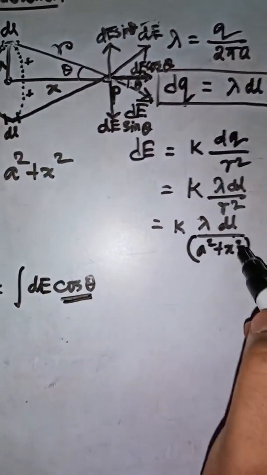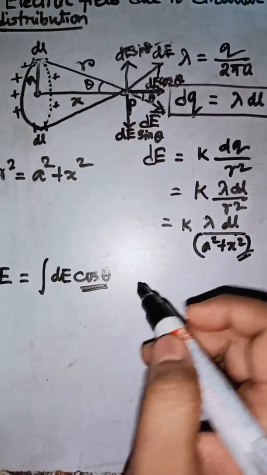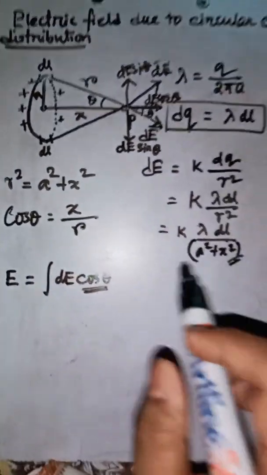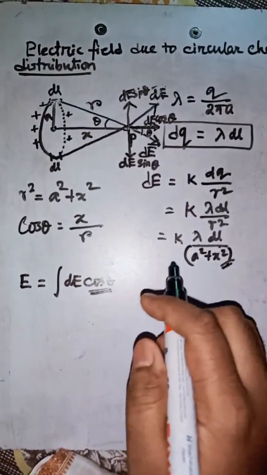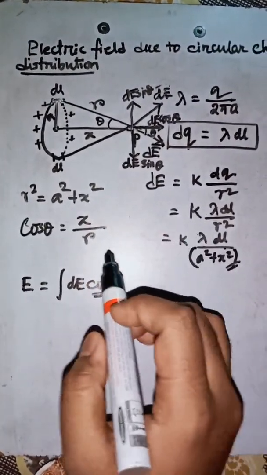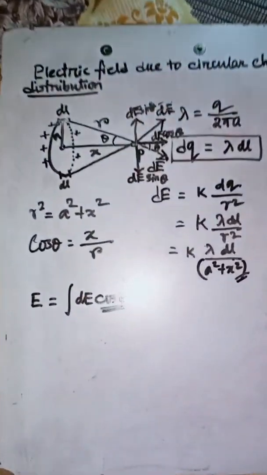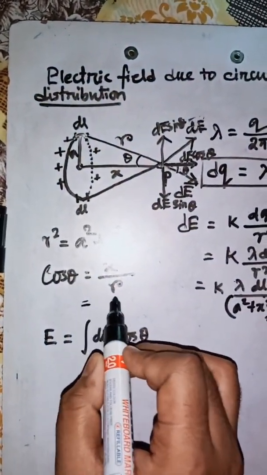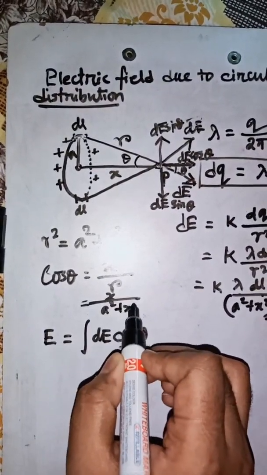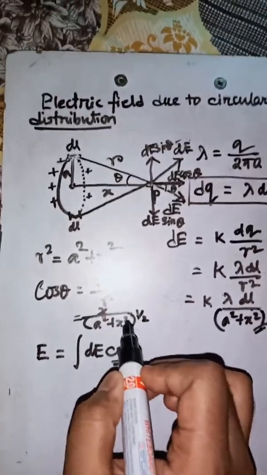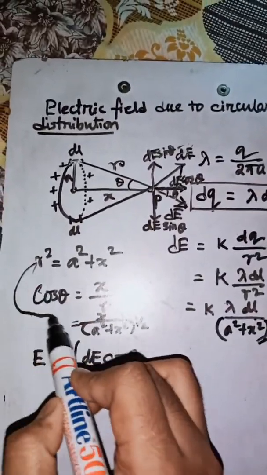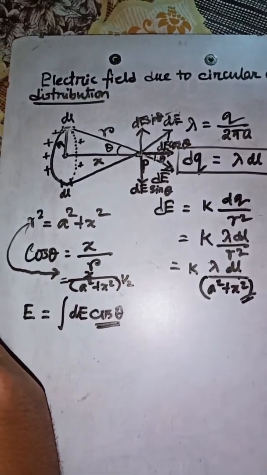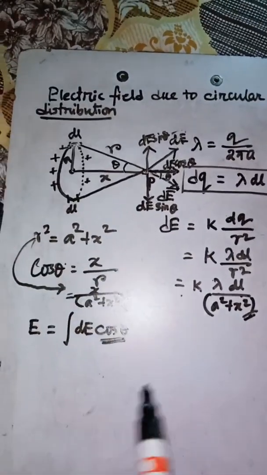So what is cos theta? dE is given here. What is cos theta? From the triangle, cos theta will be equal to base by hypotenuse, that is x by r. Why is it x by r? Because x is the base and r is the hypotenuse. And if I replace this r, then what will be the value? It will be x by a square plus x square whole to the power half, that is, root. Using this equation we can write cos theta is equal to x by a square plus x square whole to the power half.